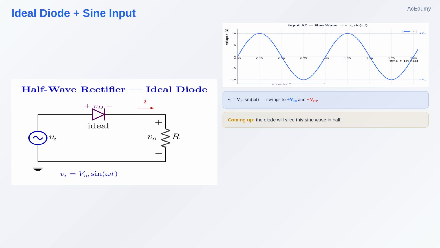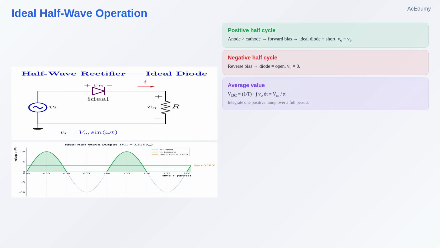Let us see how. Look at the diode polarity in this circuit. The anode is connected to the AC source side, and the cathode connects to the resistor and back to the source. When the source goes positive, the anode is positive, forward bias. The ideal diode turns on, acts like a short circuit, and the entire input voltage drops across the resistor, Vo equals Vi. When the source swings negative, the anode is negative, reverse bias. The diode turns off, acts like an open circuit, and the resistor sees nothing, Vo equals 0.